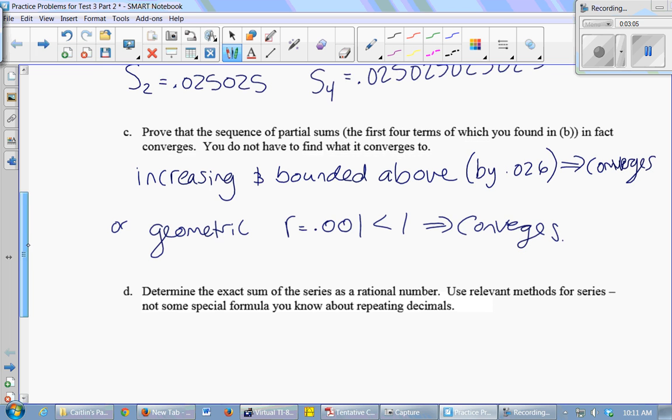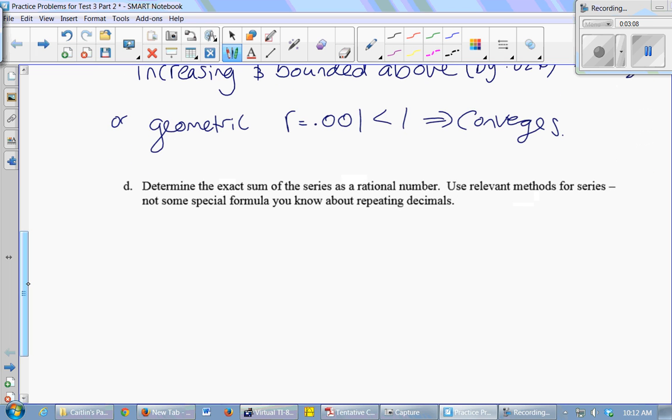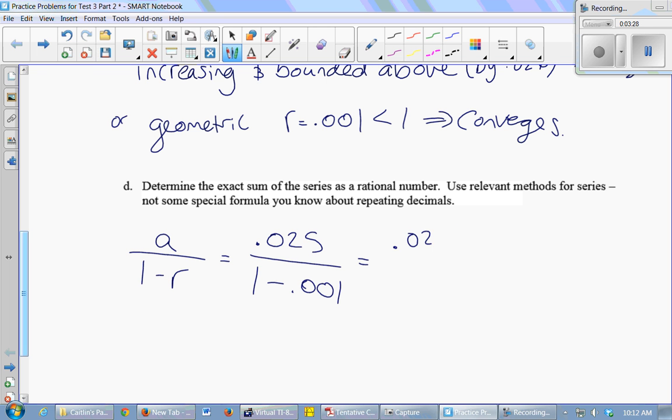The exact sum of the series as a rational number, I can use the formula for a geometric series. So a geometric series with r less than 1 converges to a over 1 minus r. The first term of my series is 0.025. My multiplier is 0.001. So this is 0.025 over 0.999, which is 25 over 999.